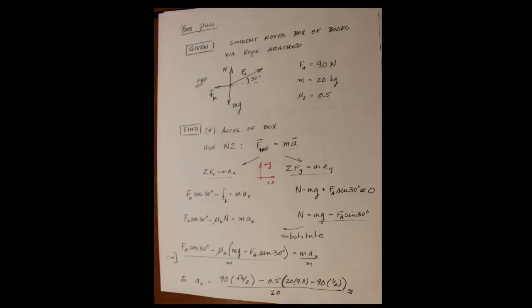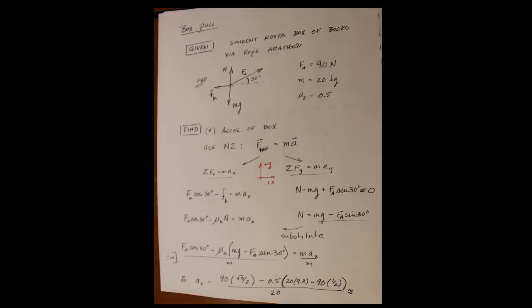So, the two problems that you had issues with are pretty standard applications of Newton's second law and then kinematics. For this first one, I drew a free body diagram. You've got the student moving a box of books via some rope that's attached, right? And they give you numerical values. I tend to like to work things out with the variables first.